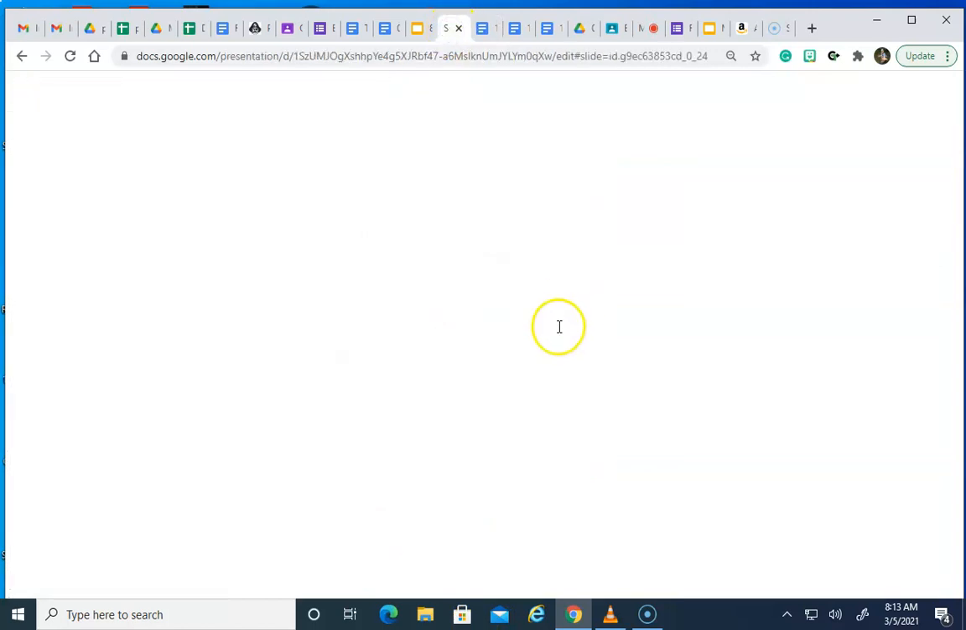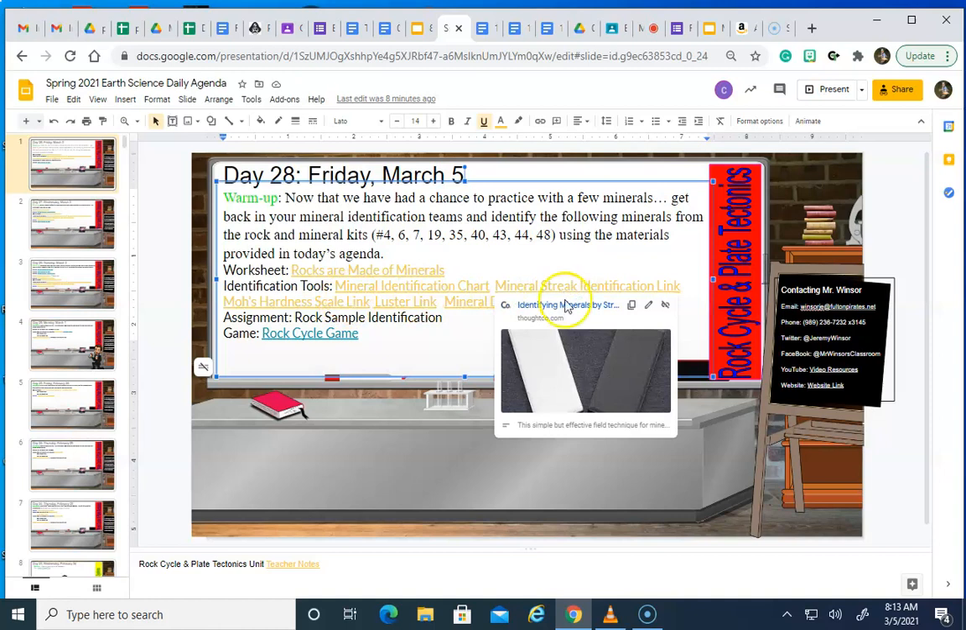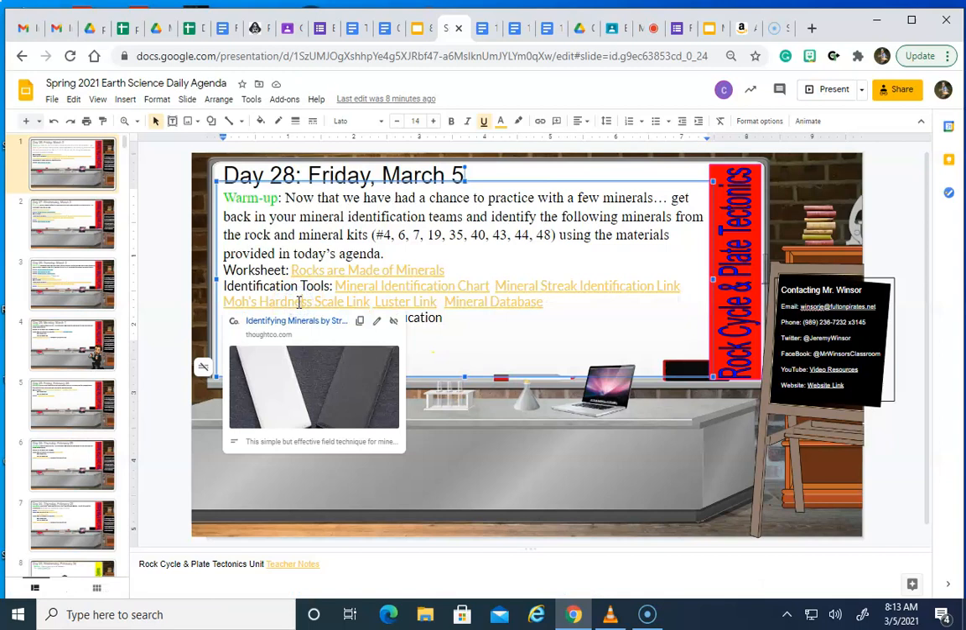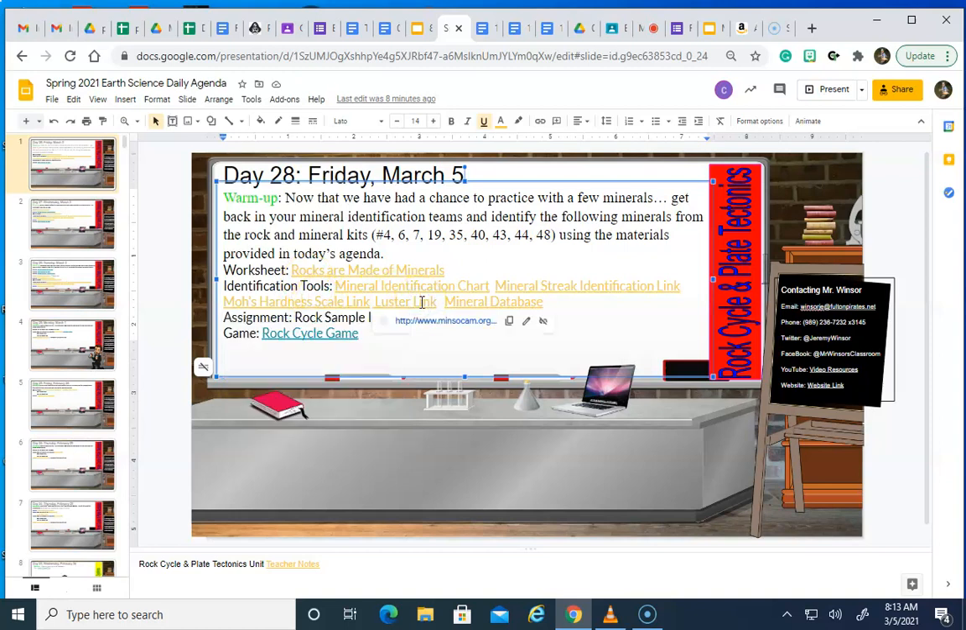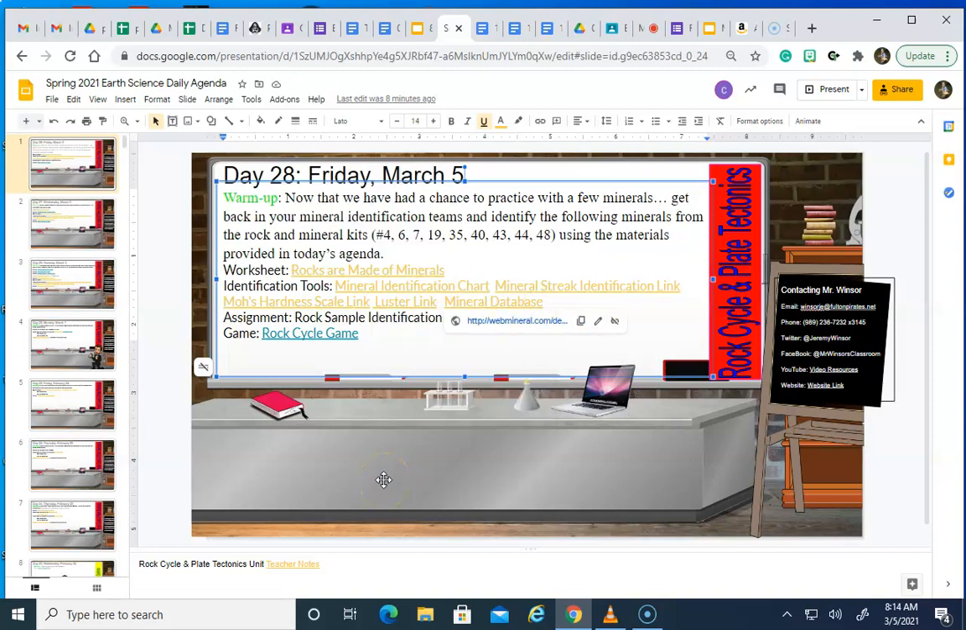Okay? There are some other tools that I also supplied in our Google Classroom and on our website here, on our agenda. There's a streak identification link that you can observe. It's got some kind of cool information regarding what you might observe with a streak. There is a Mohs hardness scale, so you can use this as a resource to look at hardness. There is a luster link that explains the different forms of luster. And then I've put an entire mineral database on there that may be helpful as well.